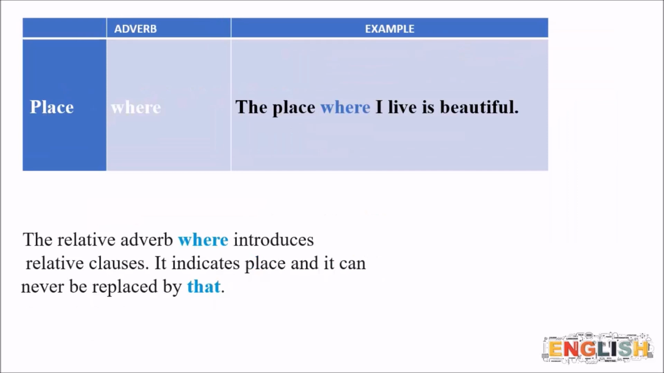While the relative adverb where is used for the place, so we can say the place where I live is beautiful. So where indicates the place. So the relative adverb where introduces relative clauses. It indicates place and it can never be replaced by that. And please guys, note that it cannot be omitted.